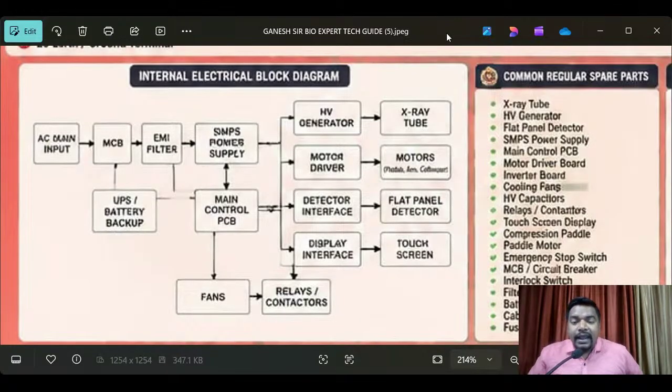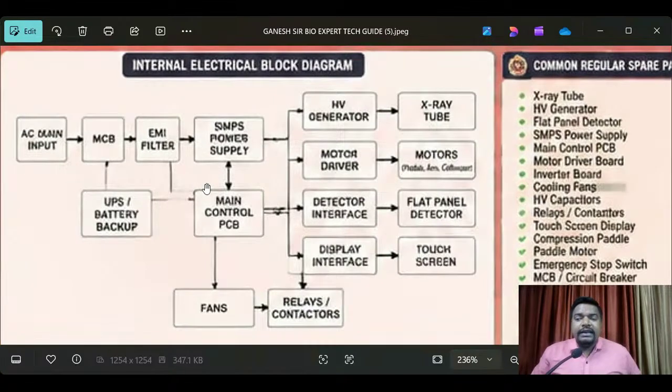Before doing the services, we have to read the manuals and check all the circuit diagrams. And now, how the electrical and electronic block diagram looks, I want to show you here. See here very clearly. It is visible right now.